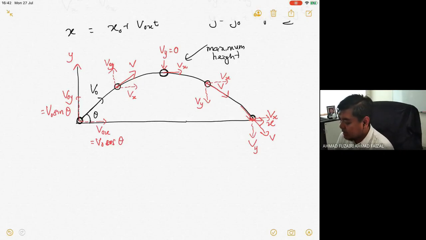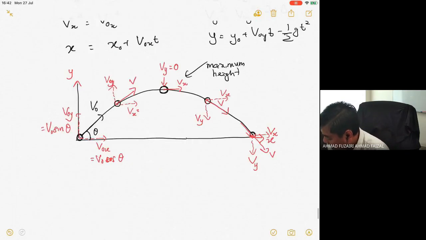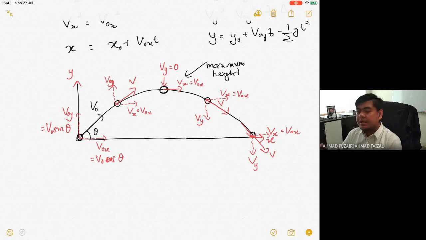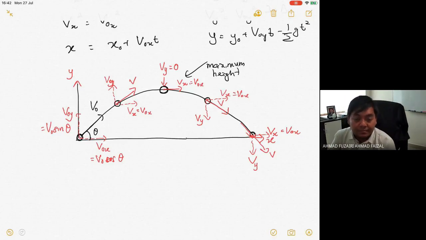So you can easily see that V naught x, which is equivalent to V naught cos theta, will be the same as Vx. Because here we already said Vx is equivalent to V naught x. Here, V naught x. This one is also V naught x, this one is also V naught x. So every single velocity in the x axis is equivalent to V naught x. Why? Because it doesn't change. The velocity is always the same. That's why we can use constant velocity.